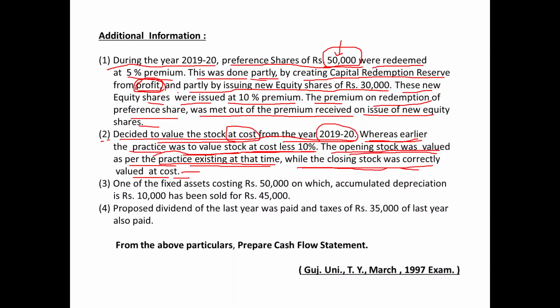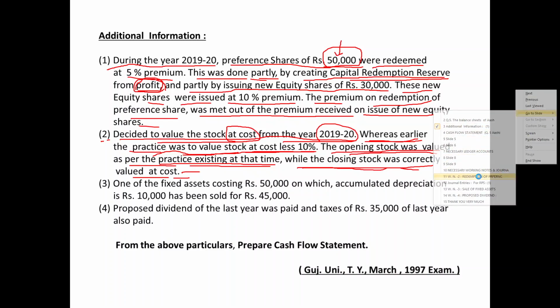And that is why creation of CRR is compulsory with the same amount as per the Companies Act provision for RPS. And that is why over here company has created CRR from profit for rupees 20,000 as we saw in the balance sheet, and remaining 30,000 by issuing new equity shares with 10% premium. The premium on redemption of preference share was made out of the premium received on issue of new equity shares. Let us implement this discussion, this explanation in the form of a working note for RPS redemption. Have a look.